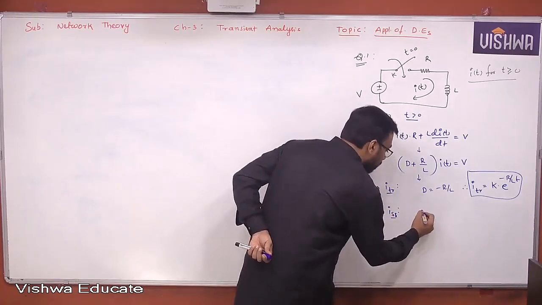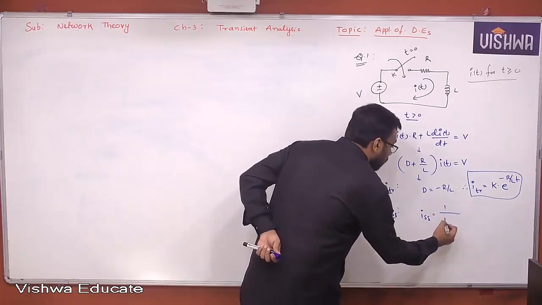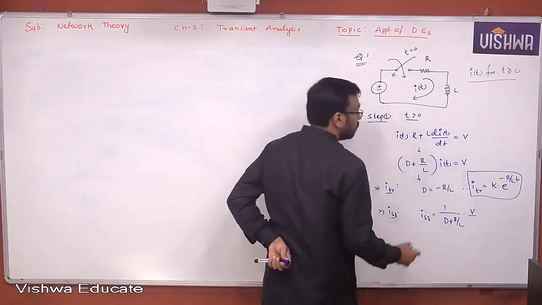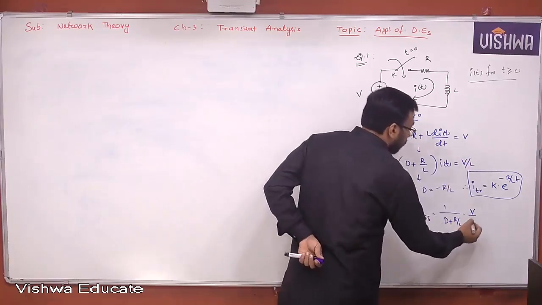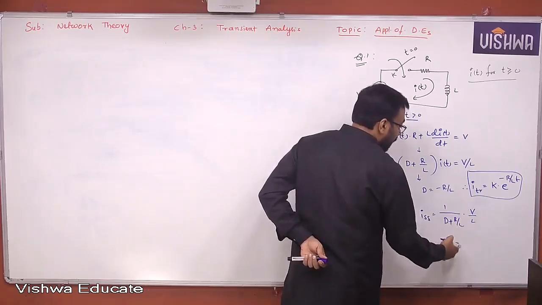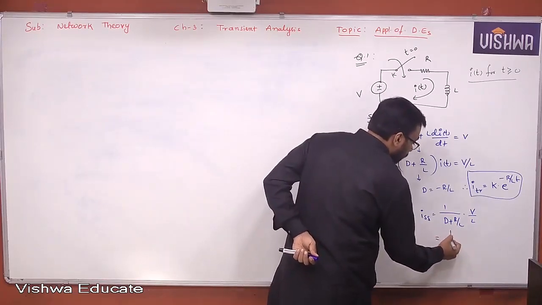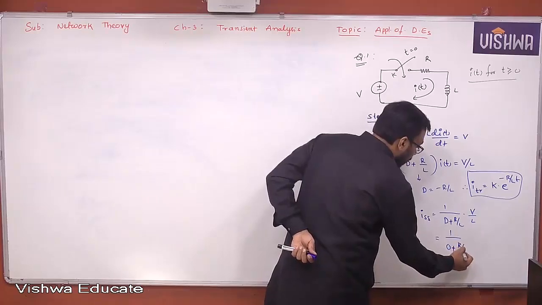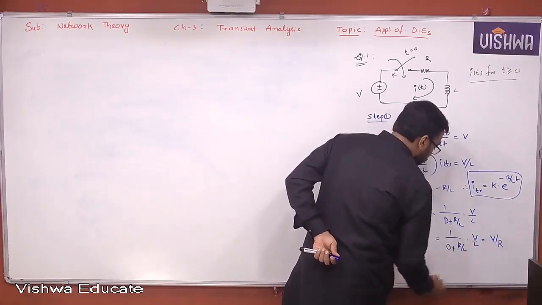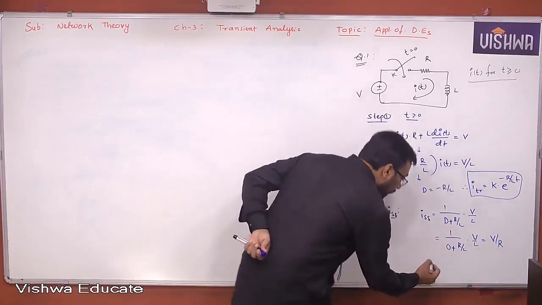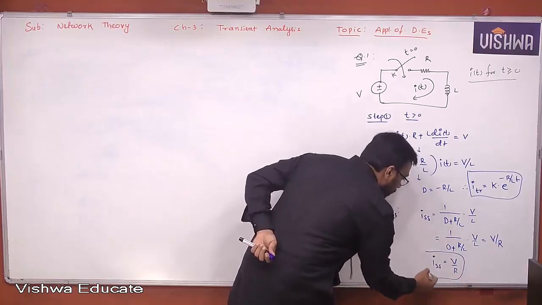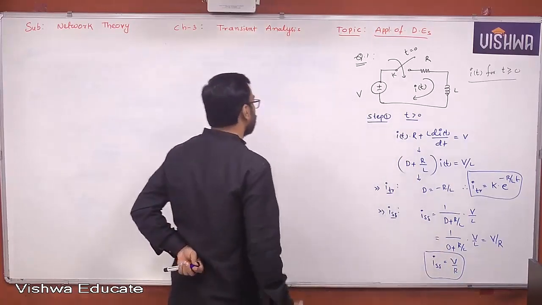So I_SS can be determined as 1 by f of D, that is 1 by (D plus R by L), into V by L. This is V by L, yes or no? V by L into e power 0t. When you substitute 0 here, you get 1 by (0 plus R by L) into V by L. Finally you got V by R. Okay, so this is what I_SS is. I_SS is nothing but V by R.